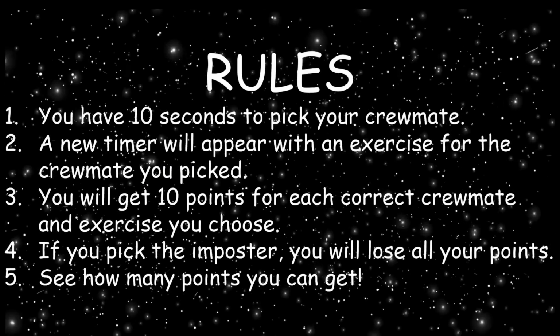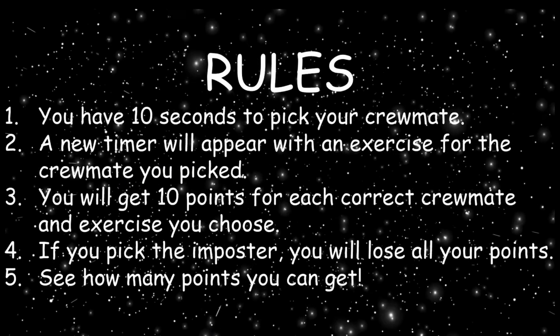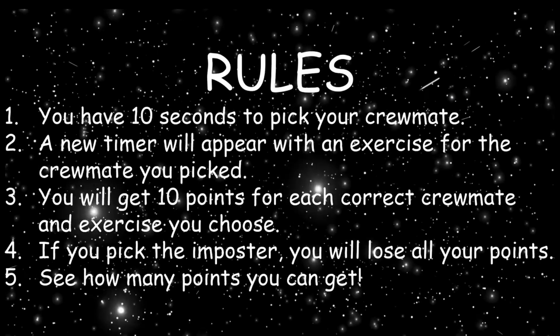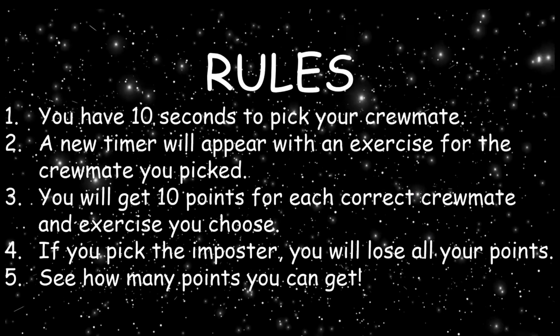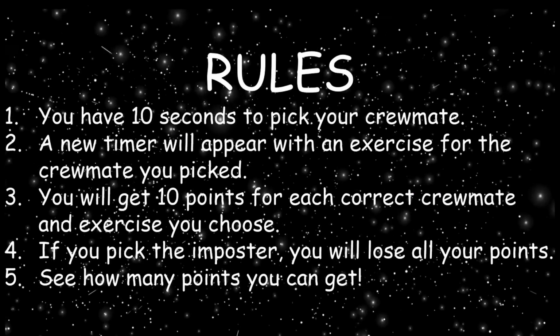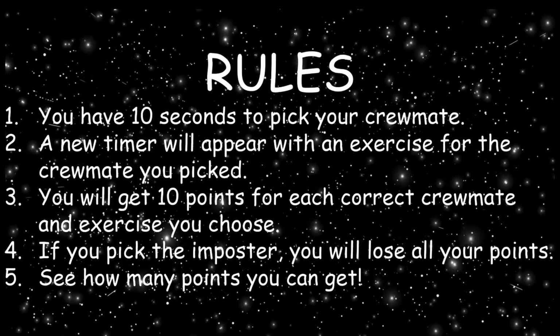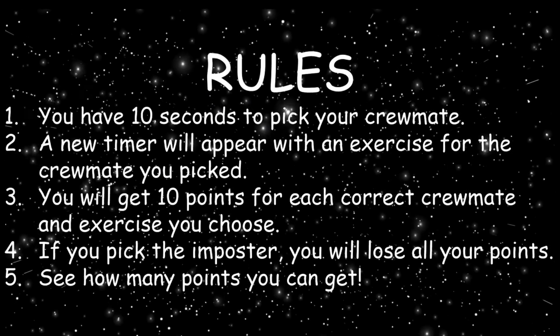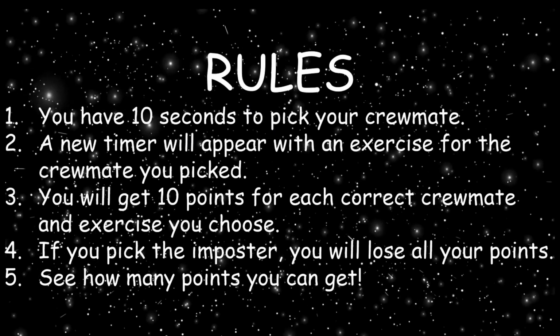Rules. 1. You have 10 seconds to pick your crewmate. 2. A new timer will appear with an exercise for the crewmate you picked. 3. You will get 10 points for each correct crewmate and exercise you choose. 4. If you pick the imposter, you will lose all your points. 5. See how many points you can get. Good luck.